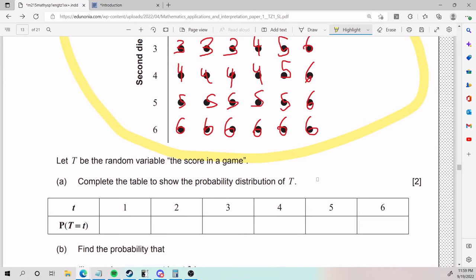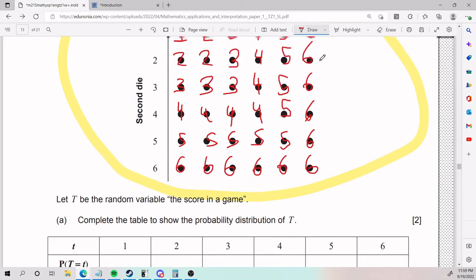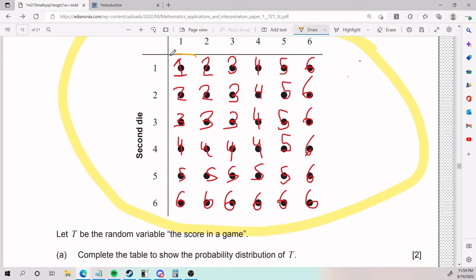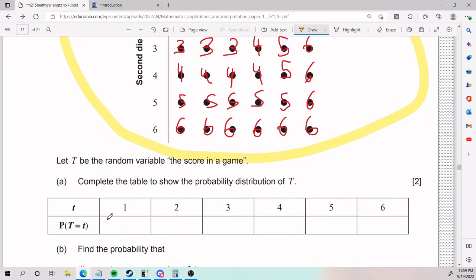Complete the table to show the probability distribution of T. So if the score in the game is 1, we have to find the probability that this is, you know, a thing. ¿Cierto? So where are my 1s? Here's my 1. Is there any other 1? No, there's not. Because I filled in my table and it's much easier to see now. So this is going to be probability of 1.